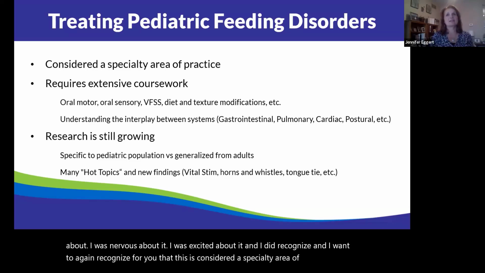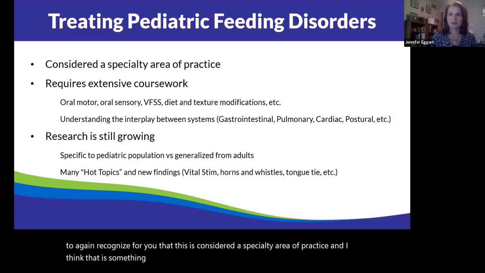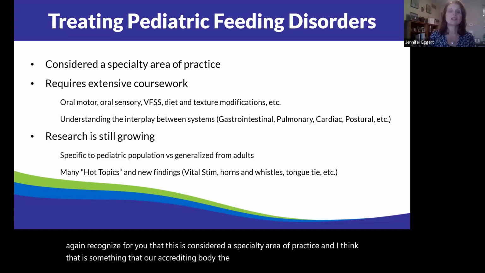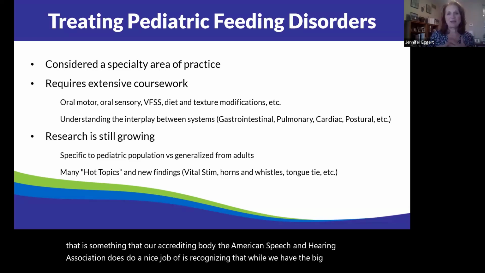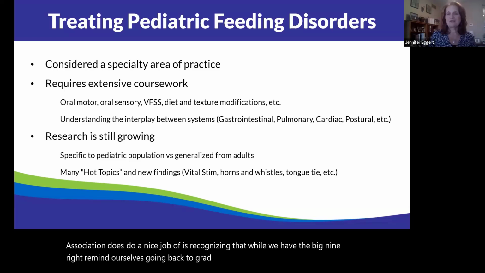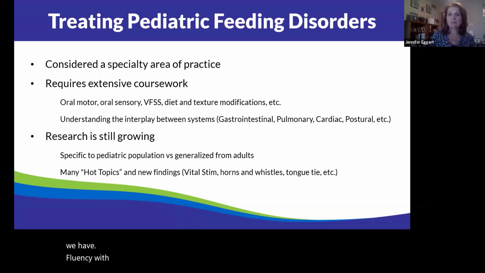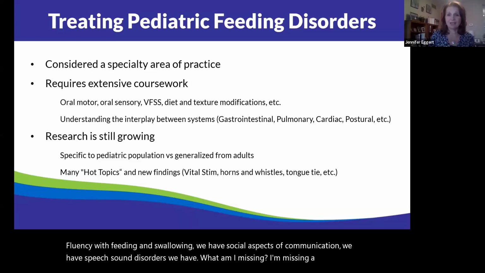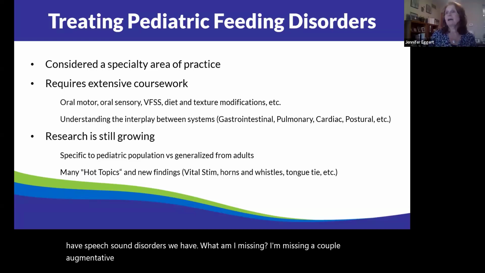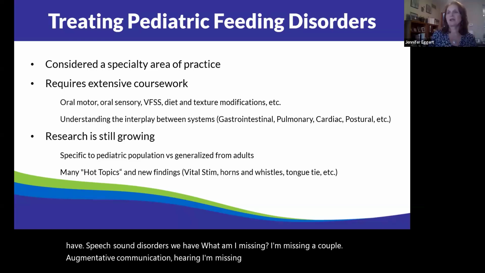And I think that is something that our accrediting body, the American Speech-Language-Hearing Association, does a nice job of, is recognizing that while we have the big nine, right? Remind ourselves going back to grad school, we had language, we have voice, we have fluency, we have feeding and swallowing, we have social aspects of communication, we have speech sound disorders, we have, what am I missing? I'm missing a couple. Augmentative communication, hearing.